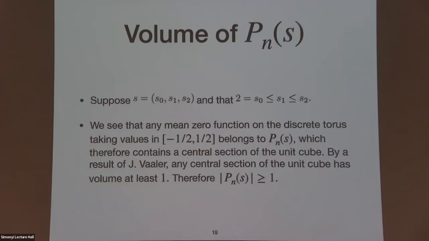So first of all, we need a good lower bound on the volume of this Pn of S. I'm going to take 0 equal to S0, less or equal to S1, less or equal to S2. This is just a matter of scaling and orientation. Once we have that, the set of all points which have entries in minus half to half, so this is a cube, and which have zero mean, is actually contained in Pn of S. One can just check that all the rhombus inequalities will get satisfied. And it is known that a section of a cube has a volume that is at least one. Therefore, Pn of S is greater or equal to one. This is through a result of J. Vaaler.